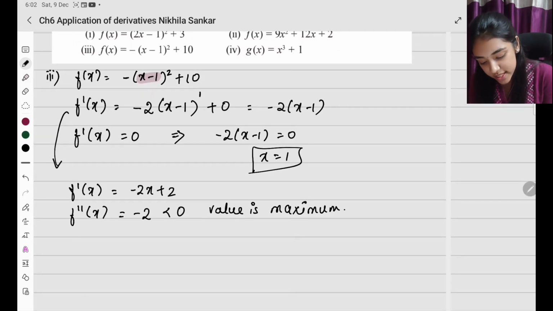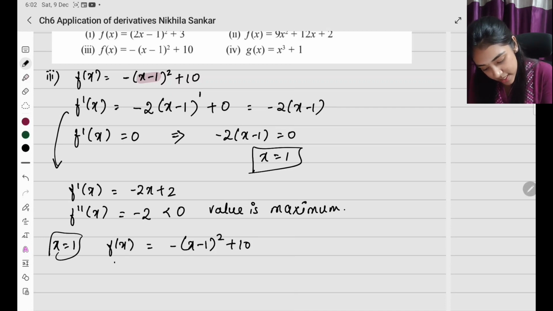Okay? And what is the value going to be at x equals 1? I have f of x equals minus x minus 1 the whole square plus 10. When I substitute the value, I have minus 1 minus 1 the whole square plus 10, which is going to be 10.